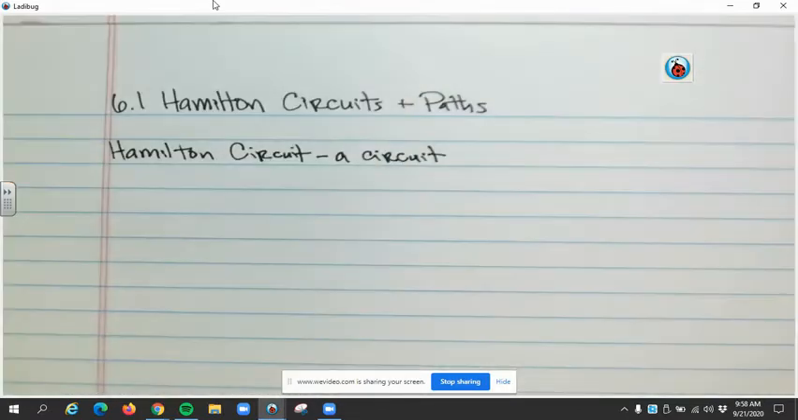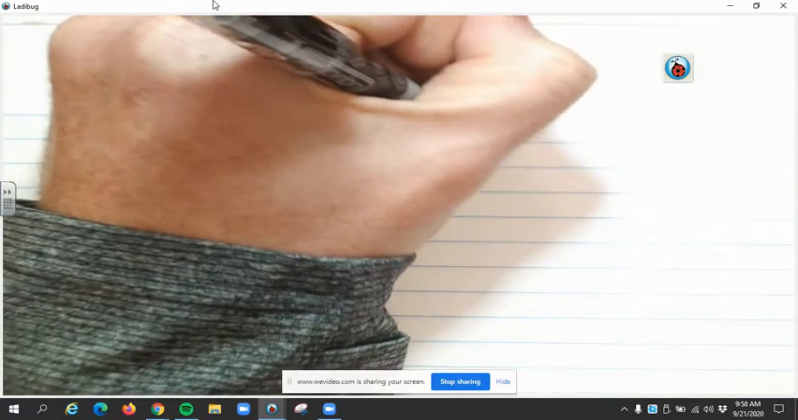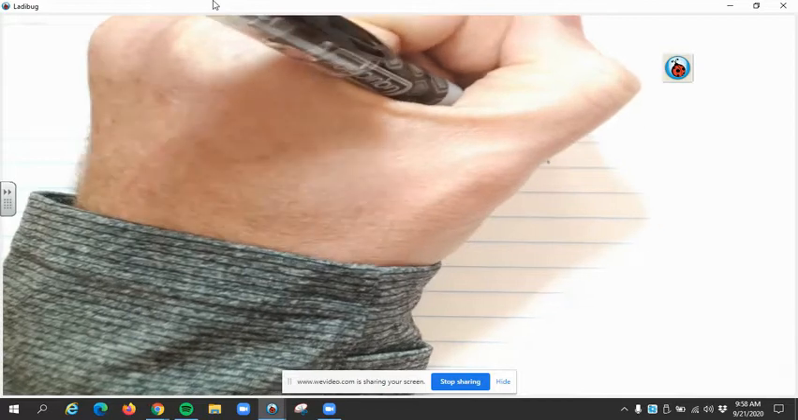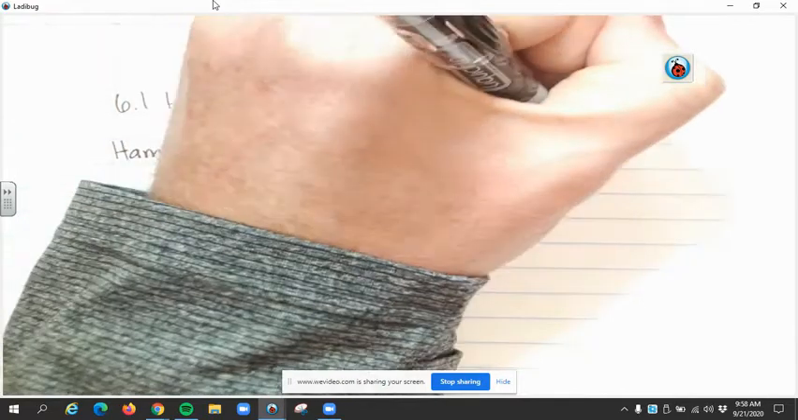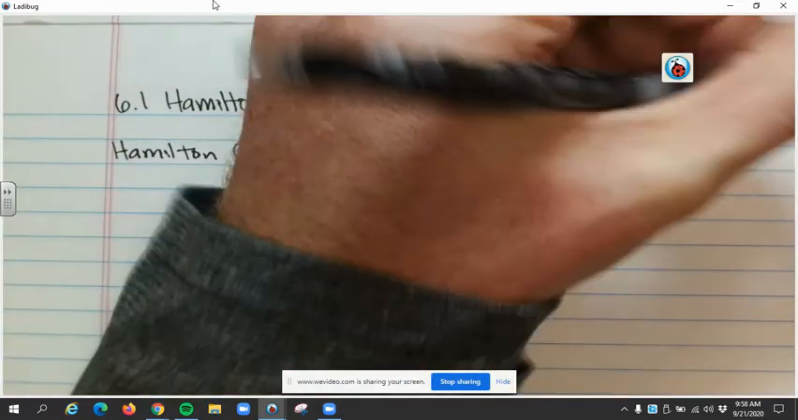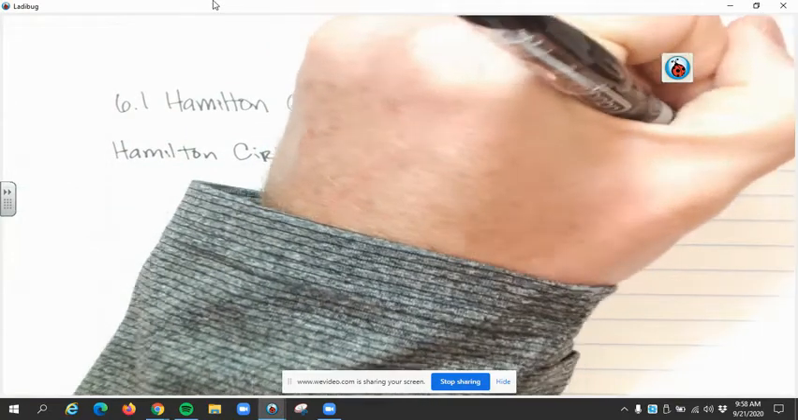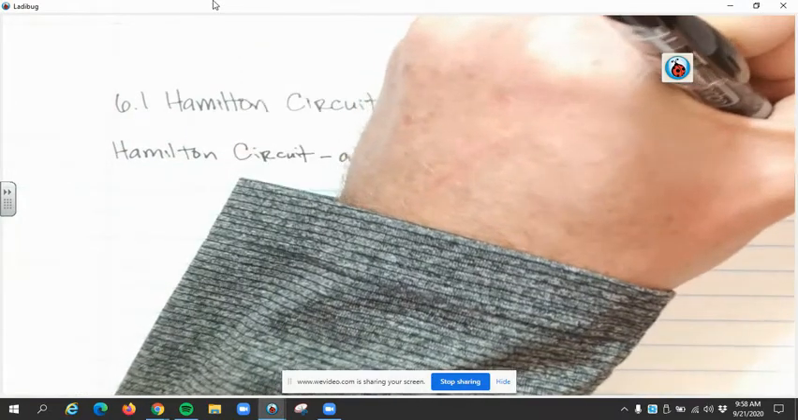So it is a circuit, except this time I'm going to write here that it visits, meaning it goes to, each vertex once. That's the big difference. I'm going to put vertex in all caps. It visits each vertex once.